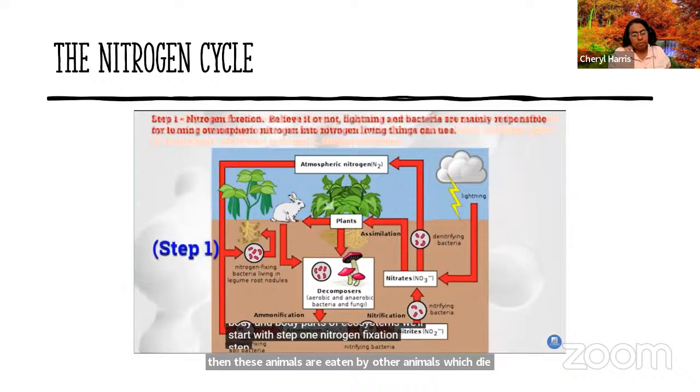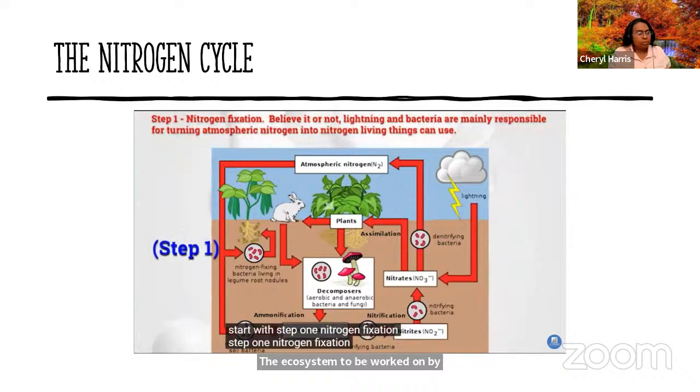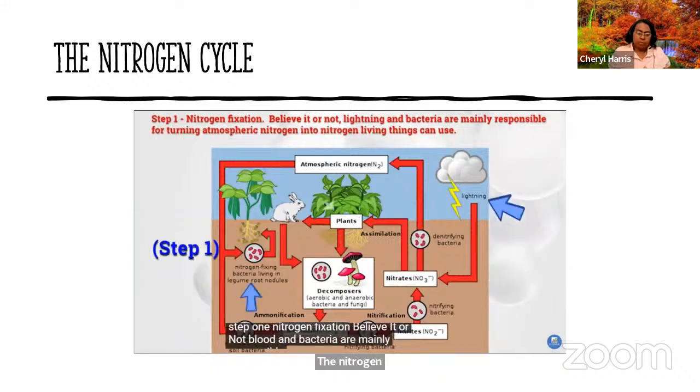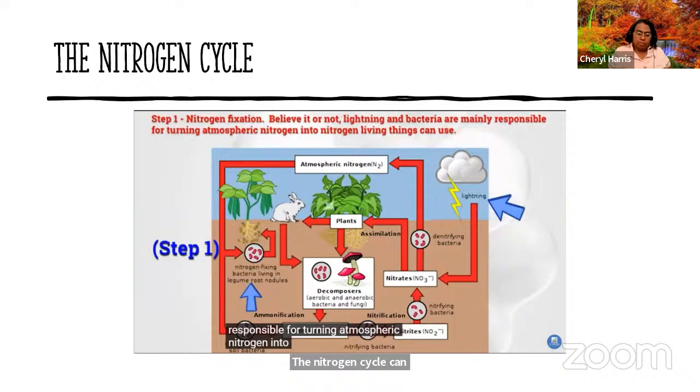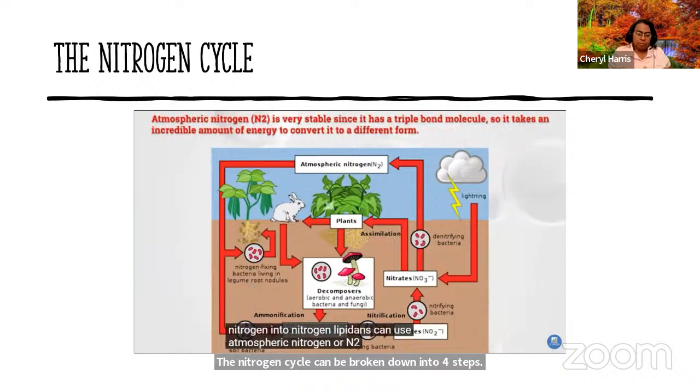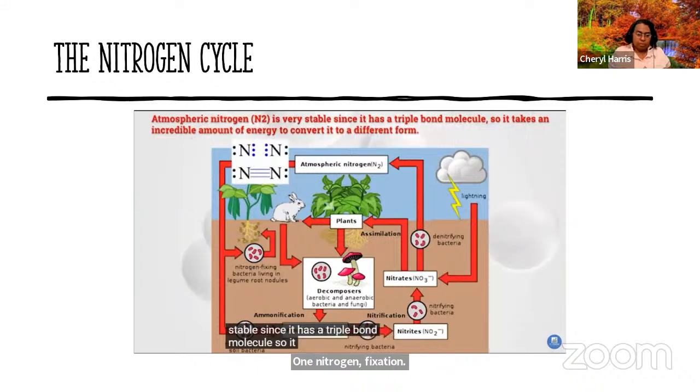Step 1. Nitrogen fixation. Believe it or not, lightning and bacteria are mainly responsible for turning atmospheric nitrogen into nitrogen living things can use. Atmospheric nitrogen, or N2, is very stable since it has a triple bond molecule, so it takes an incredible amount of energy to convert it to a different form.